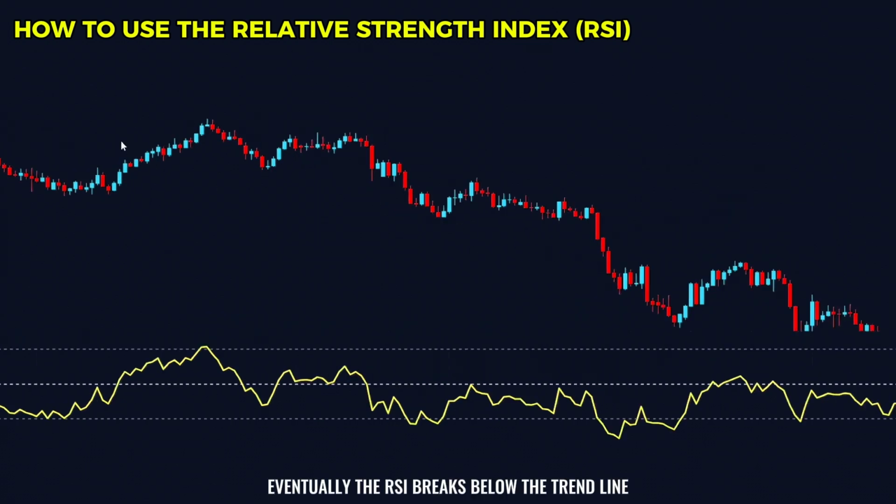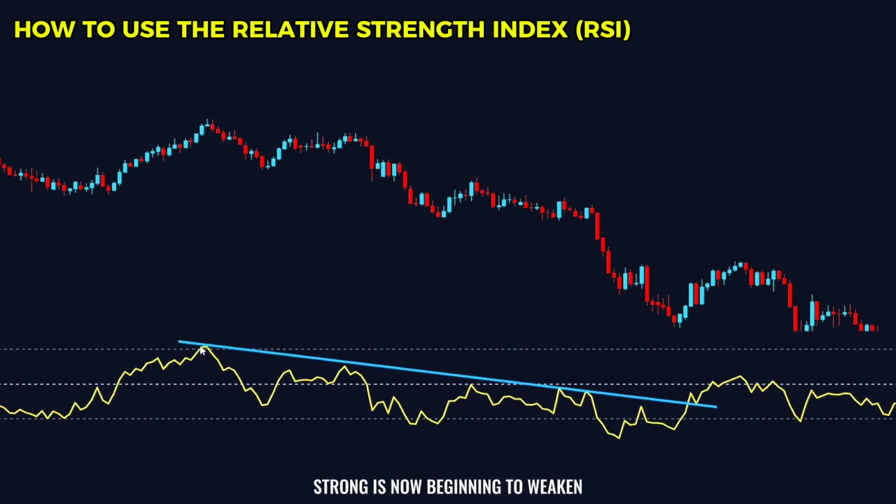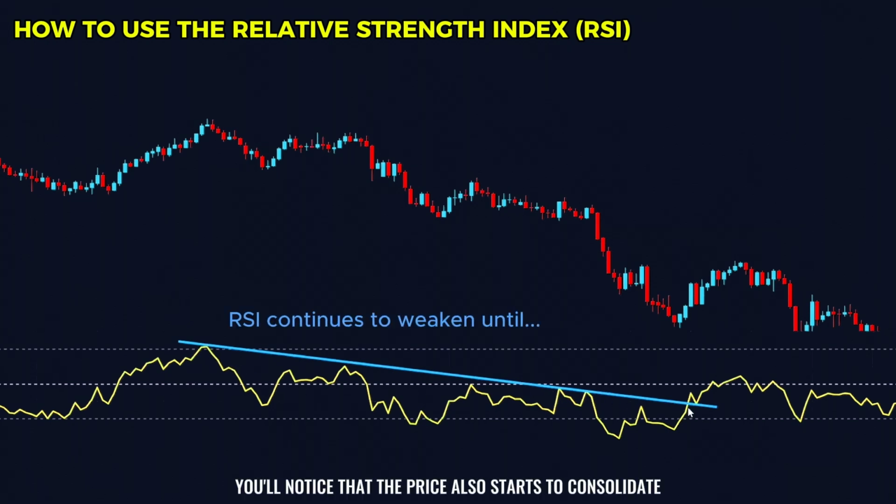Eventually, the RSI breaks below the trend line. This tells us that the momentum that was previously strong is now beginning to weaken. If you look at the price chart, you'll notice that the price also starts to consolidate. This suggests that the trend may be losing strength. At this point, we can close the trade and take profits.